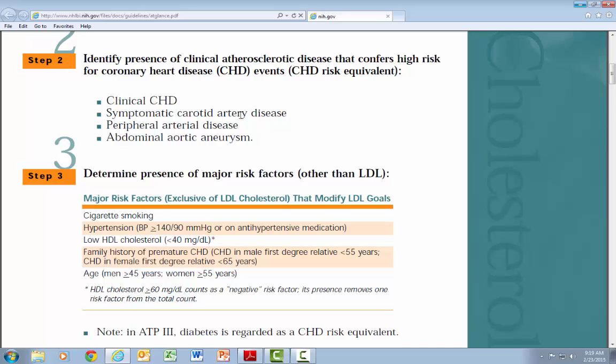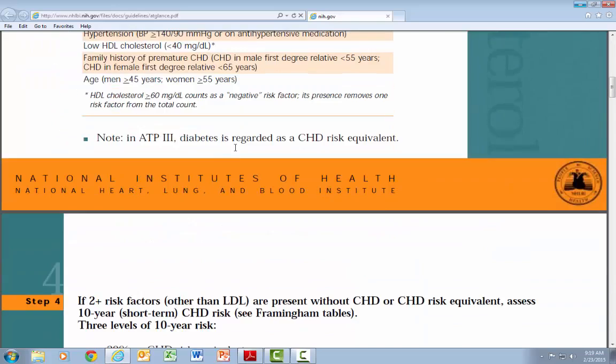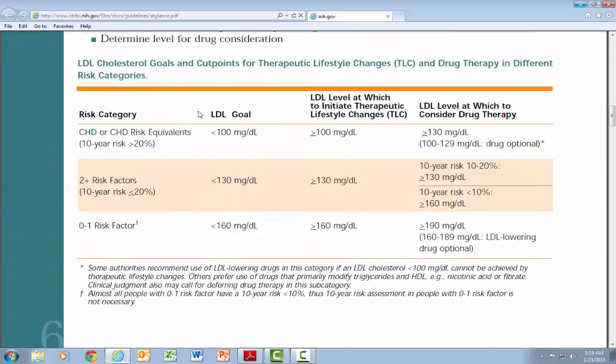If you have symptomatic carotid artery stenosis, PAD, or abdominal aortic aneurysm, then your LDL goal must be less than 100. Even less than 70 will be optimal, and it has to be less than 70, so it's a must when the patient has a stroke.